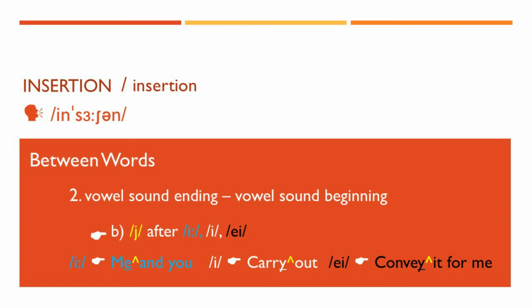The y sound may also be inserted after the vowel sound A. In this example, we will look at "convey it for me." In connected speech, that would sound like "convey-y-it for me," as opposed to "convey it for me." So there's a glide between "convey" and "it." And I have for you 2 more examples before we wrap this presentation up.